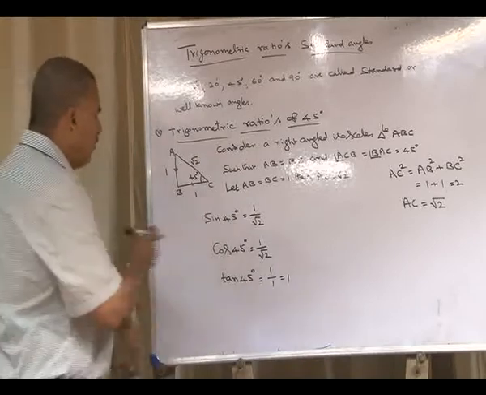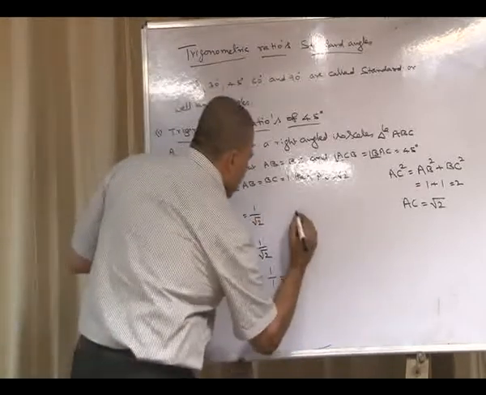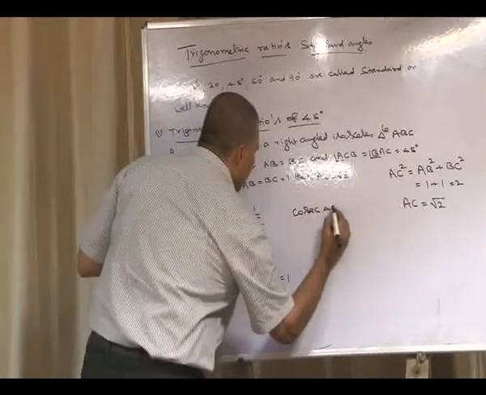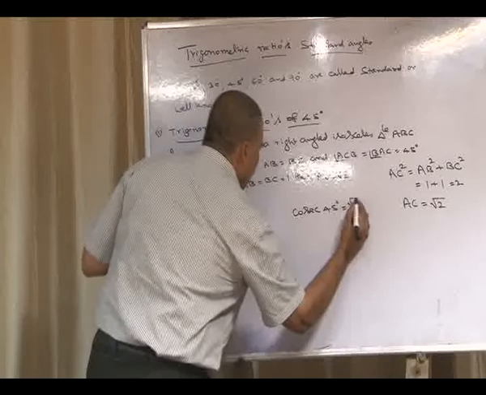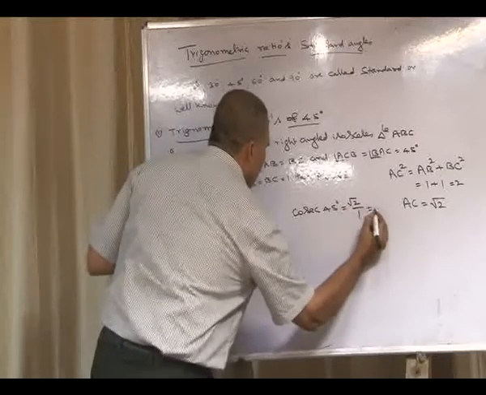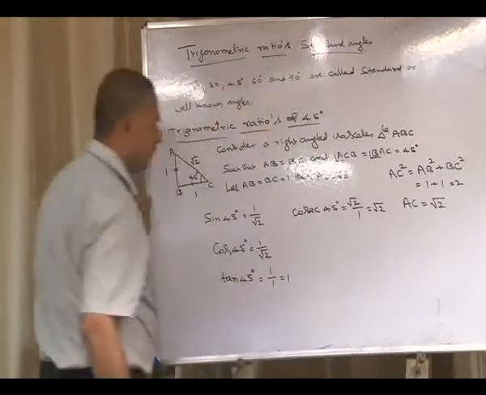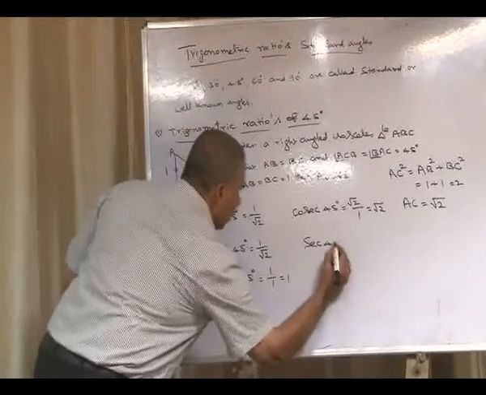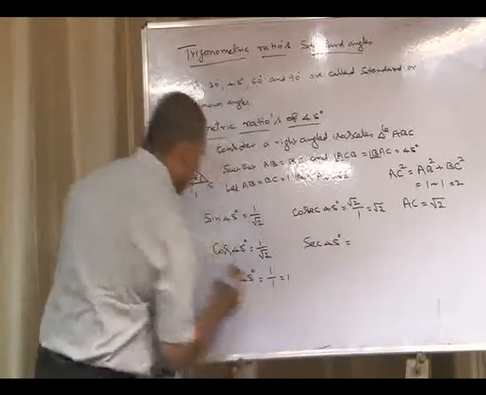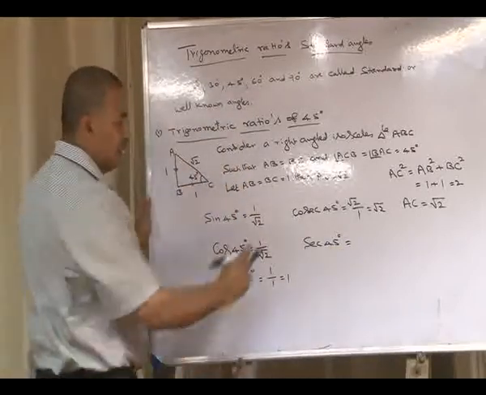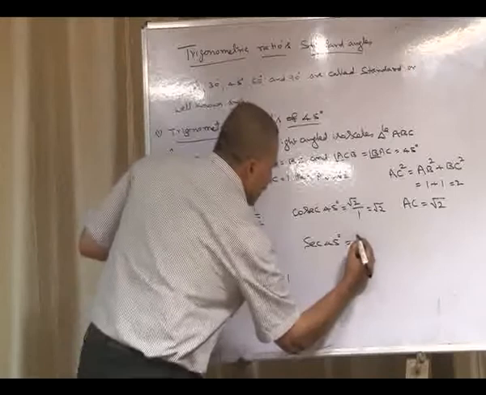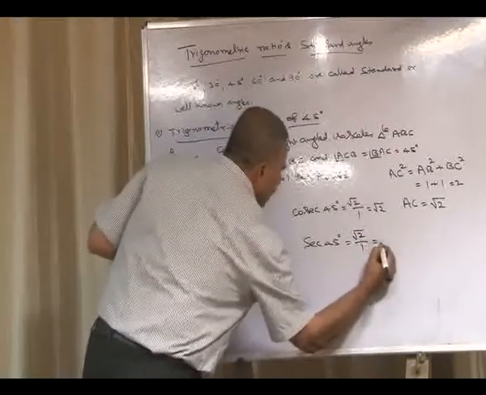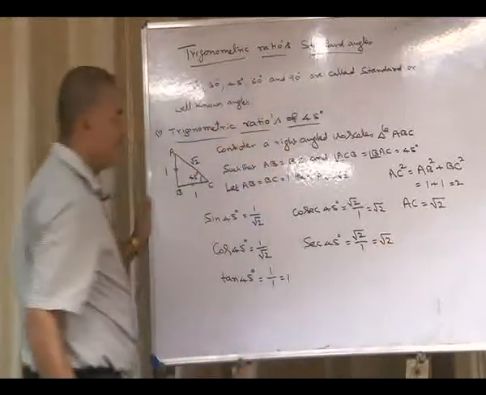The reciprocal of sine is cosecant. Cosecant is hypotenuse by opposite side. Hypotenuse is root 2, opposite side is 1, that is equal to root 2. Secant 45 degree: the reciprocal of cos is secant, that is hypotenuse by adjacent side. Hypotenuse is root 2, adjacent side is 1, that is equal to root 2.